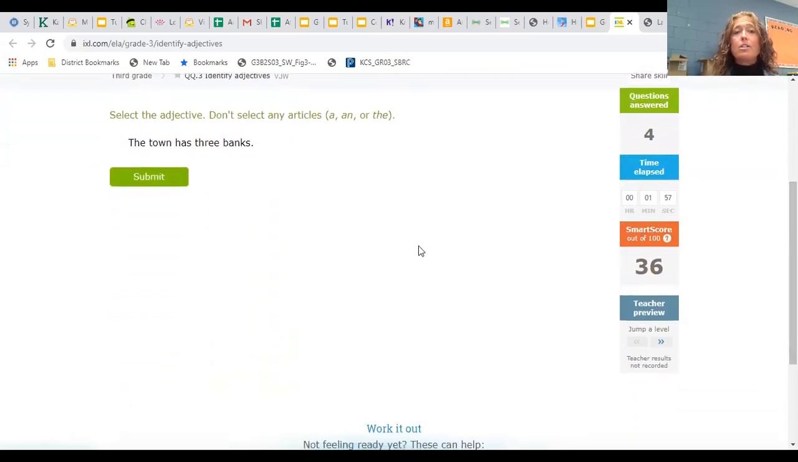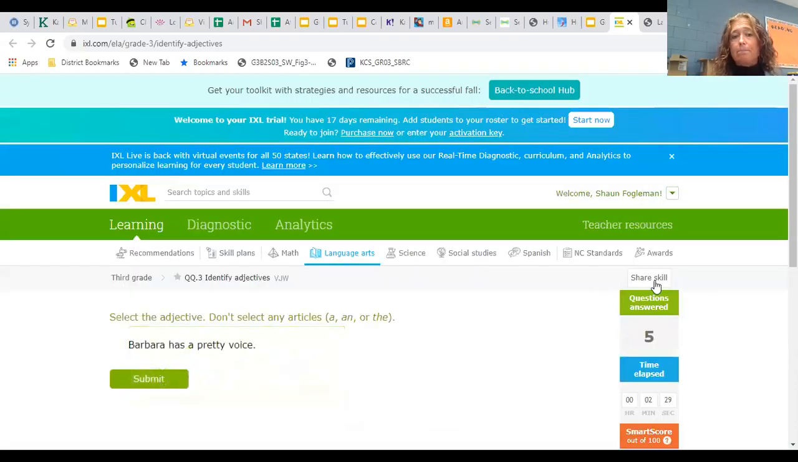The town has 3 banks. All right, so think for a moment. Which of these words is a noun? And which noun has a word that describes it? Okay, both town and banks are a place, so they're both nouns, but banks is the word that has the adjective. The number 3 tells us how many banks there are in the town, so that is the adjective.